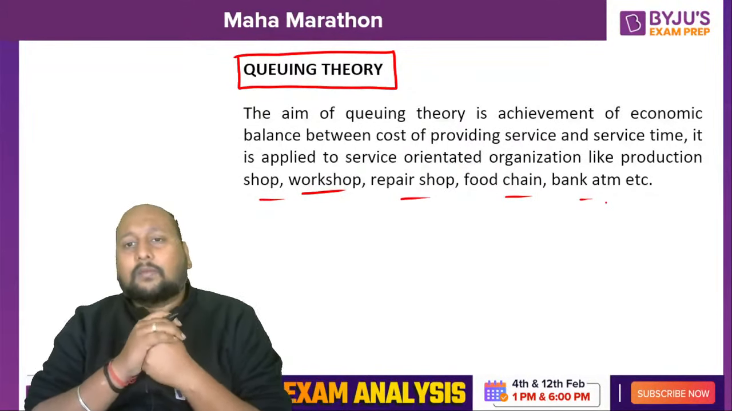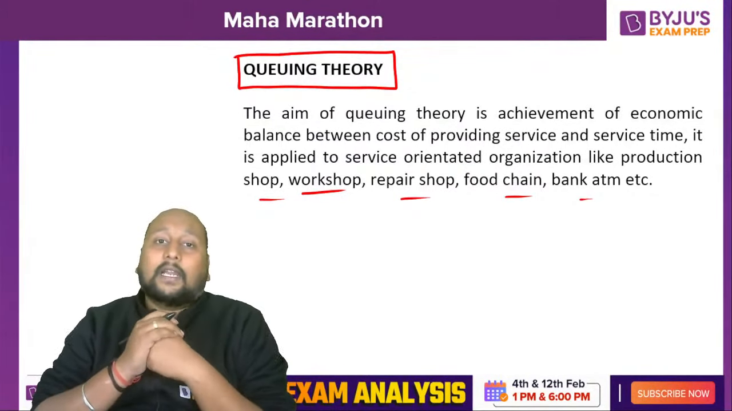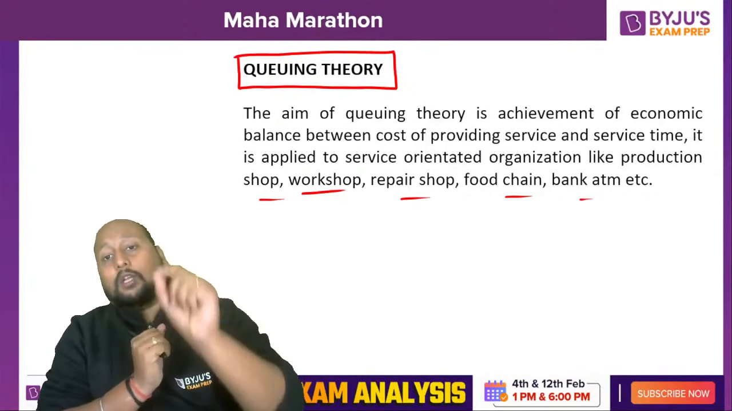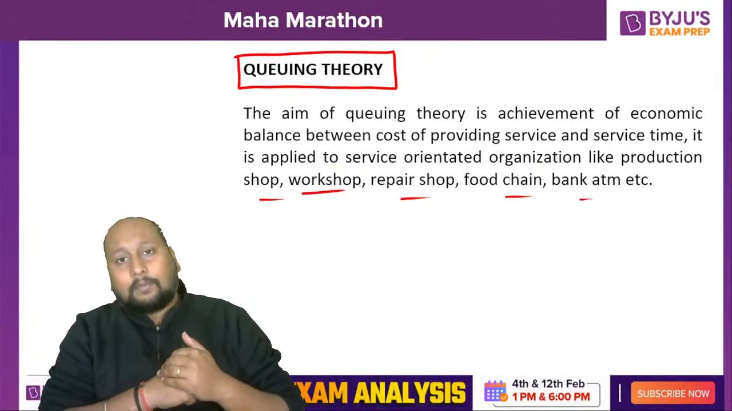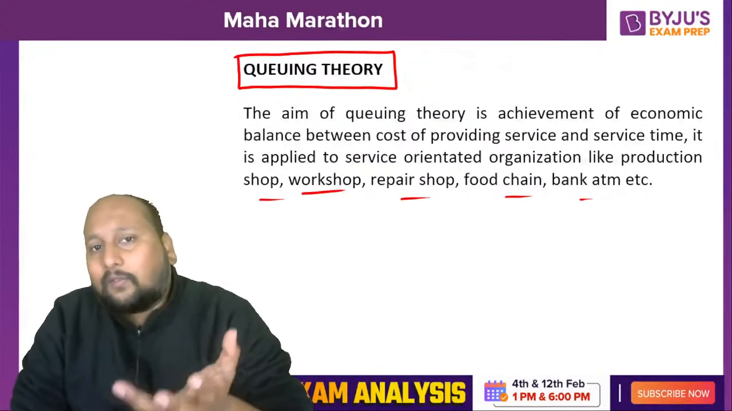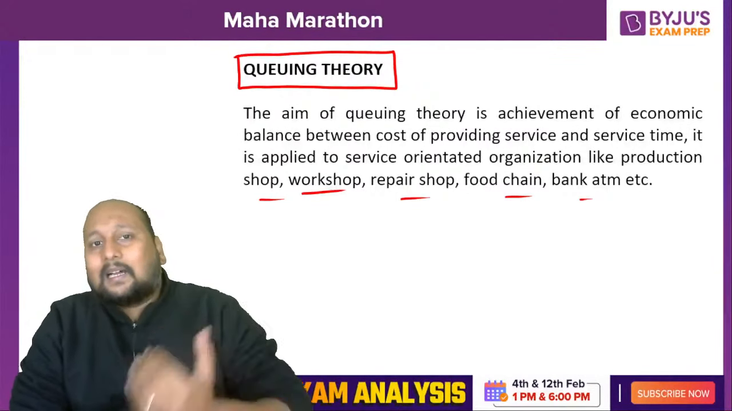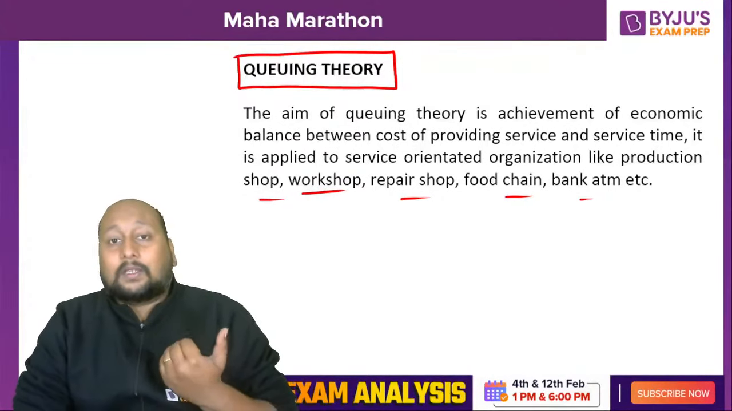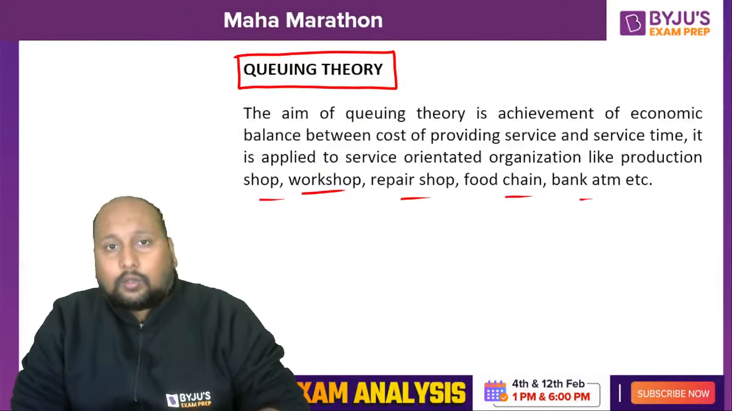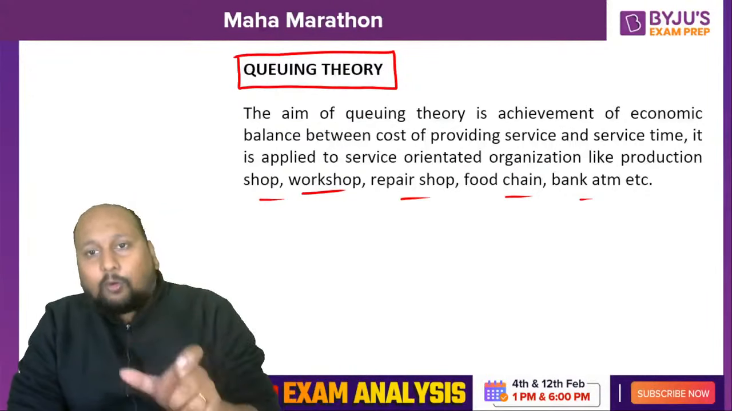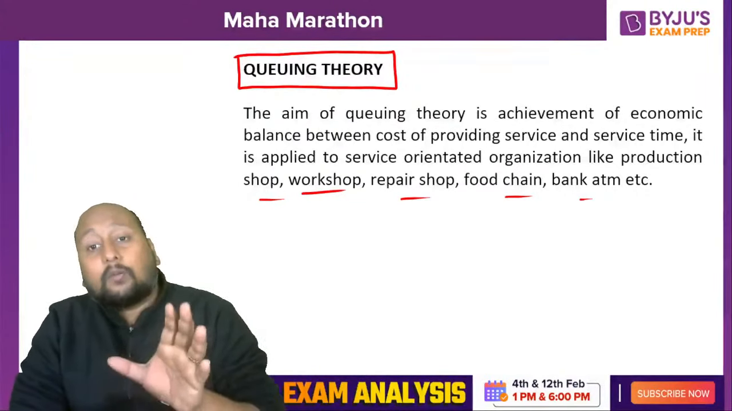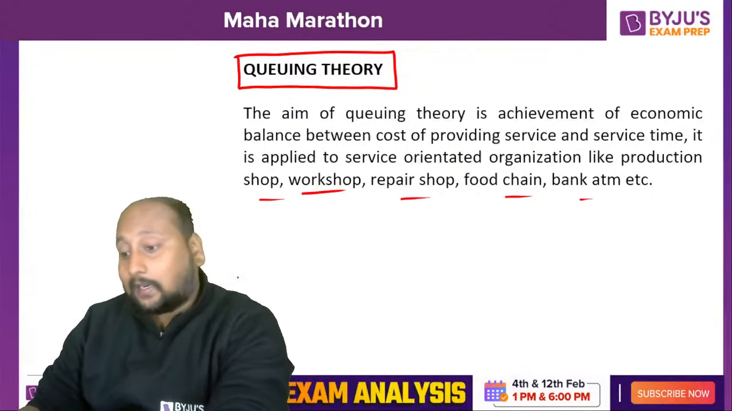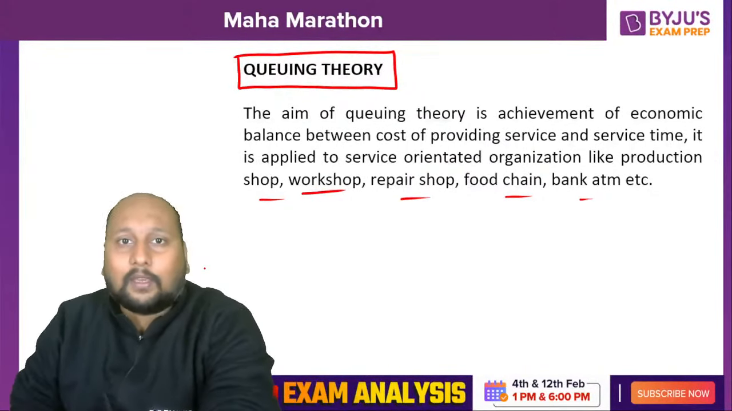What is the significance of this? It helps us identify the balance between the cost of providing service and the service time. If a customer is waiting for a small time period, is that justifiable? Sometimes the customer has to wait, sometimes the customer is not allowed to wait. So we have to make an economic balance between the cost of providing service and the service time.